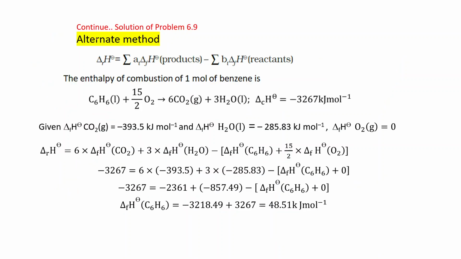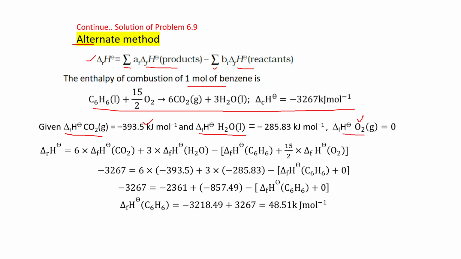Now we also have one alternate method. If we use this formula, that is, the standard enthalpy of reaction is the sum of the standard enthalpy of formation of products minus the sum of the standard enthalpy of formation of reactants. We can also use this formula, and we will apply it on this thermochemical equation, that is, the enthalpy of combustion of 1 mole of benzene. Now in this case the enthalpy of formation of carbon dioxide is given, the enthalpy of formation of water is also given, but the enthalpy of formation of oxygen is not given. But oxygen is in elemental state. That's why its standard enthalpy of formation is 0.